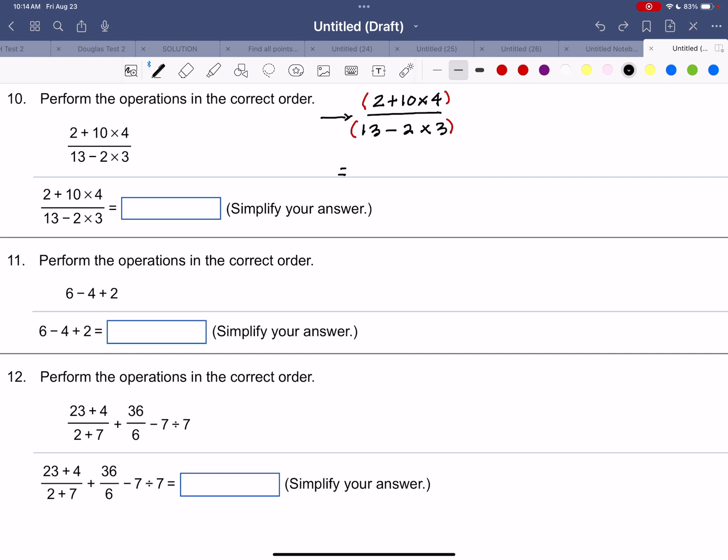So in the top of my fraction, my numerator, I have to do multiplication first. So that's going to become 2 plus 40. And in my denominator, I've got to do the multiplication before the subtraction. So 13 minus 6. Finish up your numerator: 2 and 40 makes 42. 13 minus 6 is 7. When I divide that, I get 6. Final answer is 6.